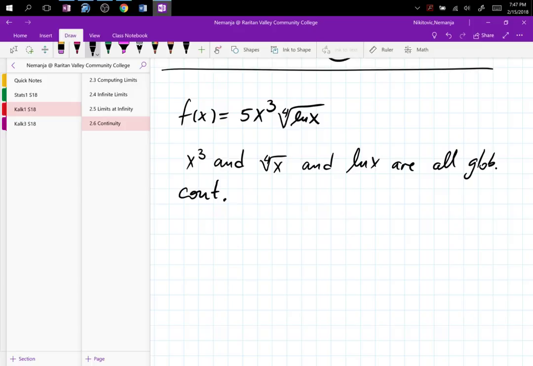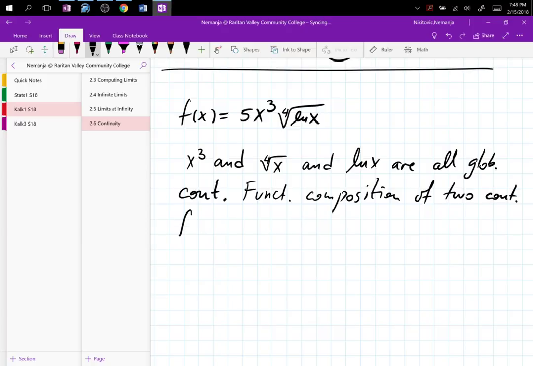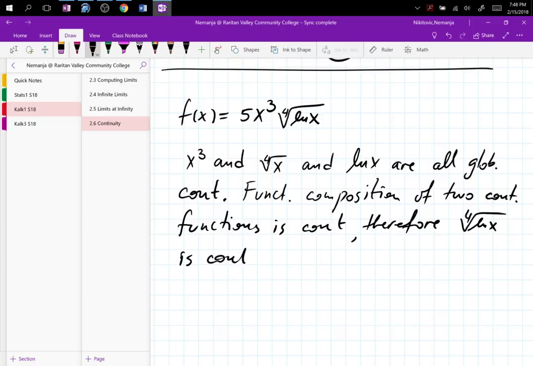Now, we have to create this piece here using function composition. So we say that function composition of two continuous functions is continuous. Therefore, the 4th root of ln x is continuous. So now we have that.